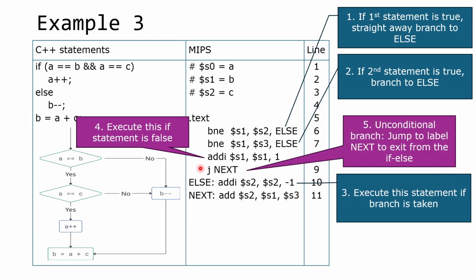Now, because we don't want to execute the B minus minus here, the else statement here, now you need to use the jump next, the unconditional branch. So they will jump to the label next here to exit from the if else statement. As for the else statement here, there is no jump next because the processor will look for the next line. In this case, if you are under line 10 and you are executing it, then the next line will be executed after that. So the jump next was not needed for the else. Okay, they only be needed for this statement.